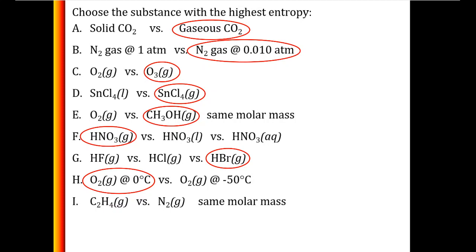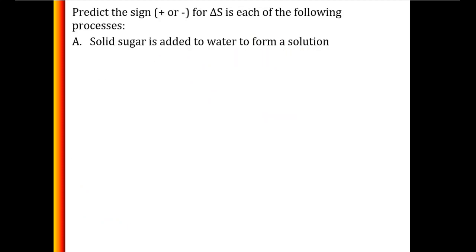Okay, one more. So we have ethylene versus nitrogen. Again, we have the same molecular mass, so molecular mass or size is not going to play a role here. What we have is 2 atoms of nitrogen versus 2 atoms of carbon and 4 atoms of hydrogen. So of course we have more degrees of freedom in ethylene since we have more options to move around. We have more options to wiggle and stretch. Therefore, ethylene is going to have the higher entropy. I believe that's the last one.